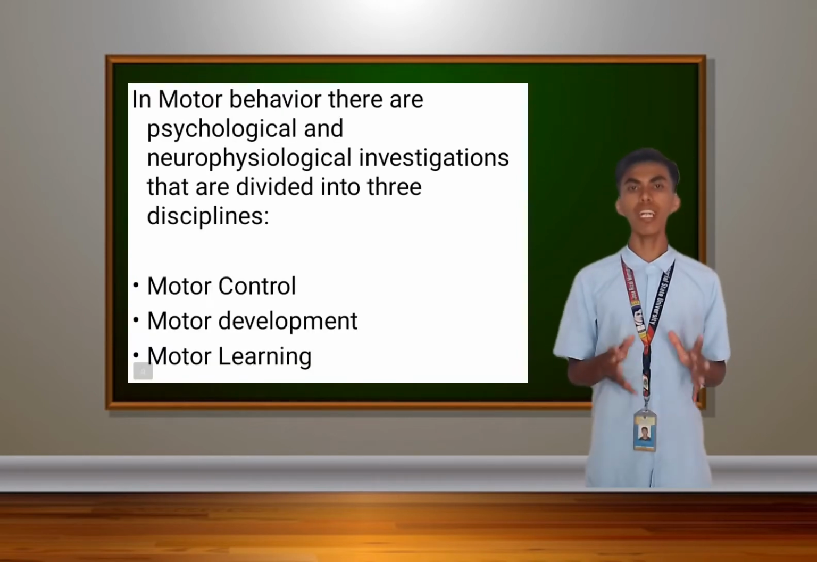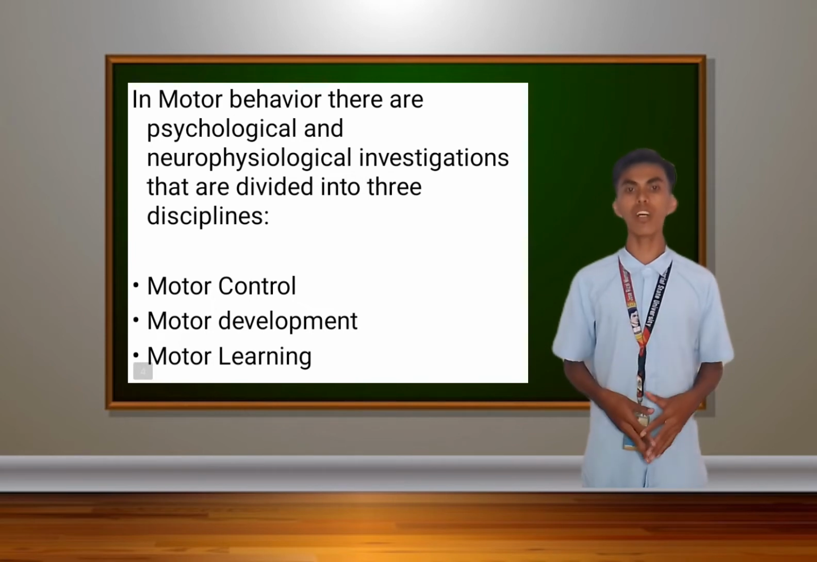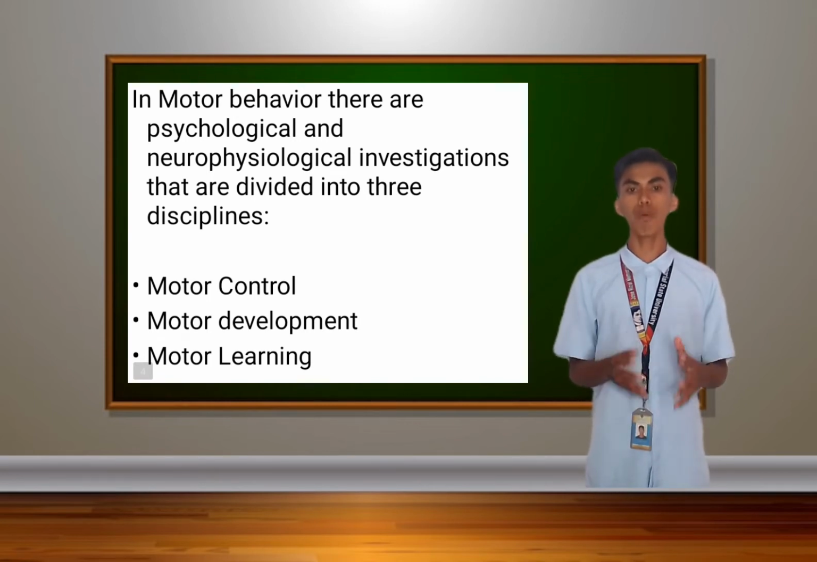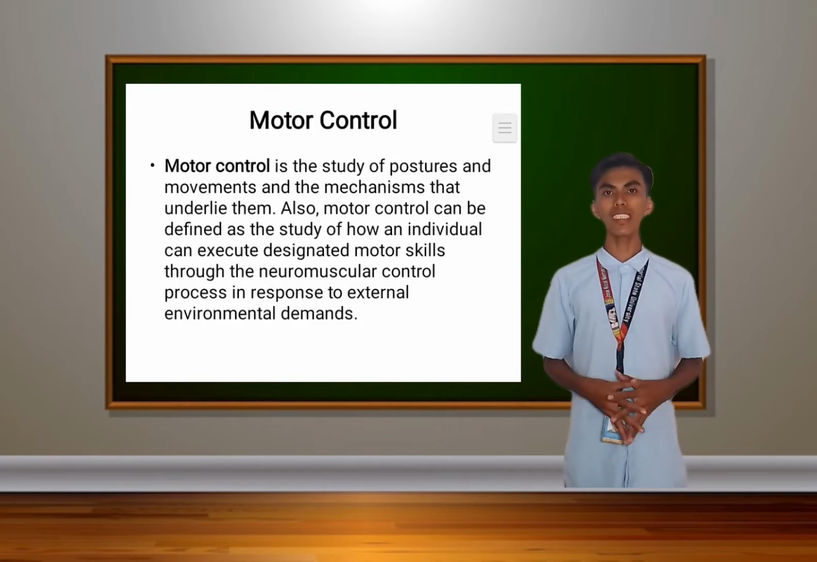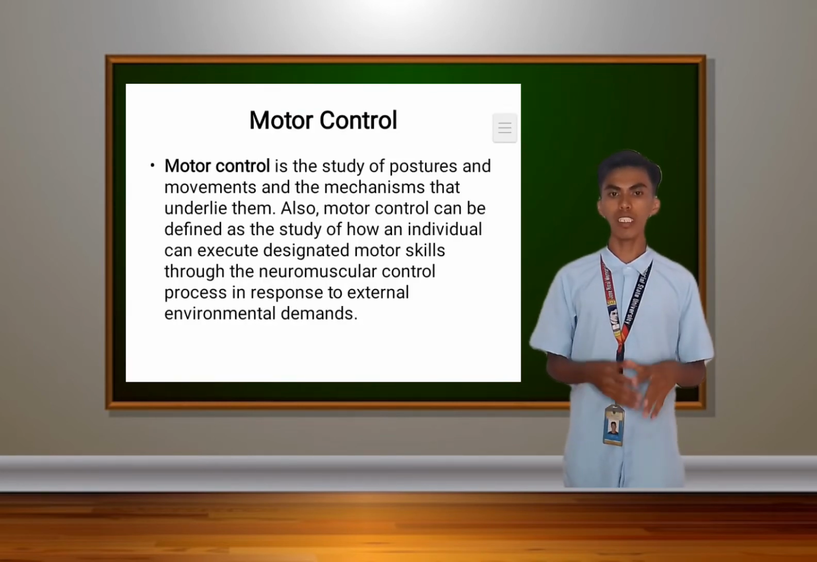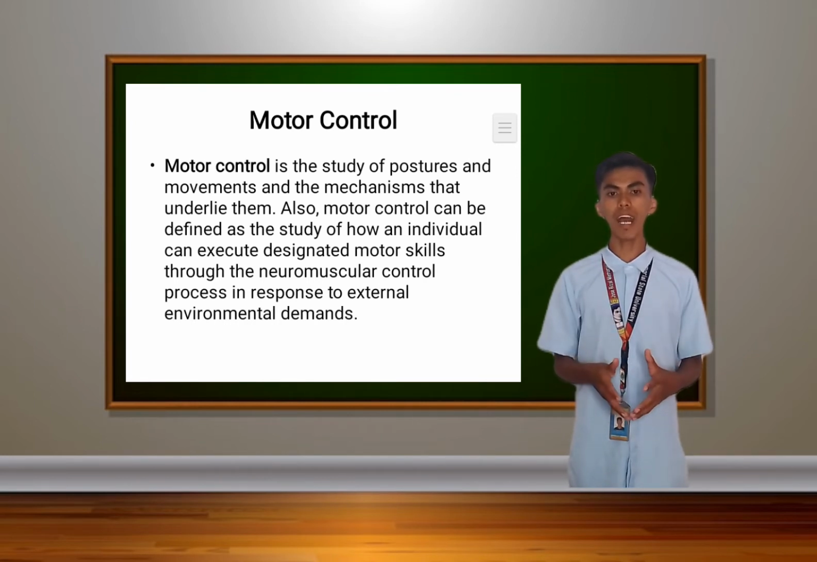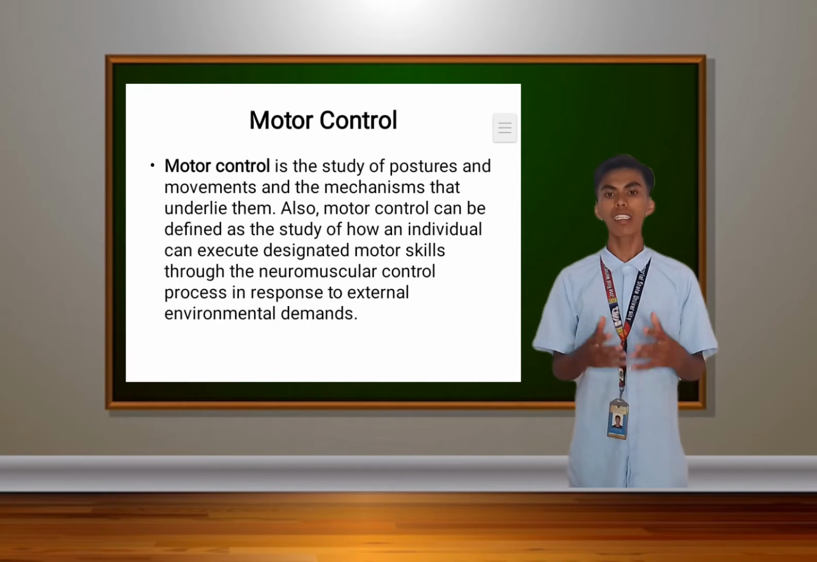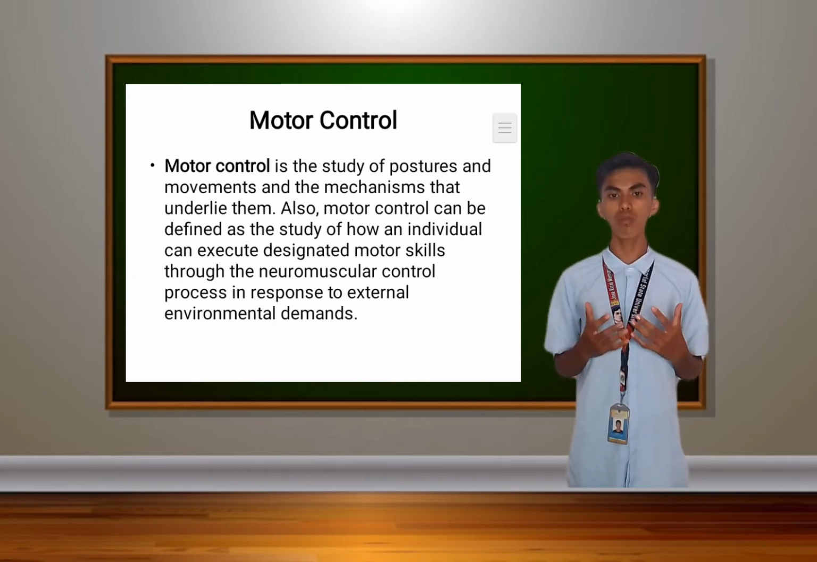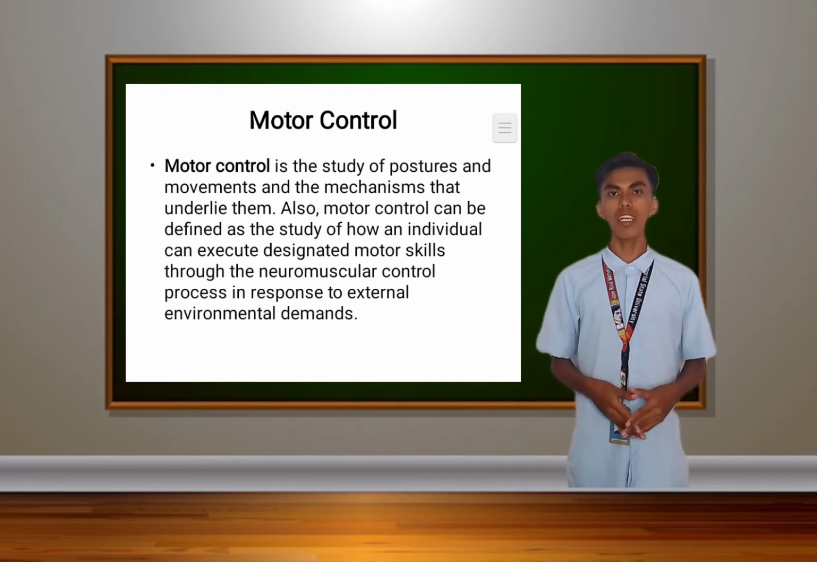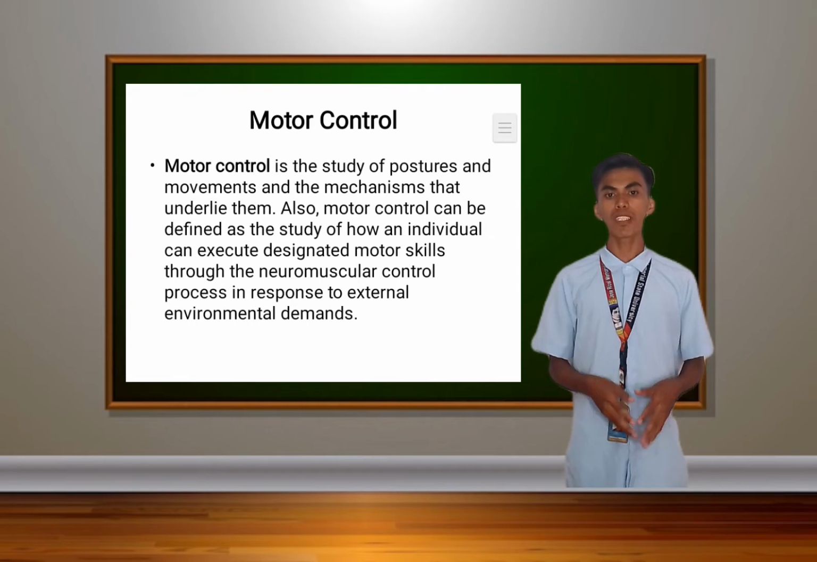In motor behavior, there are psychological and neurophysiological investigations that are divided into 3 disciplines, which are motor control, motor development, and motor learning. Okay, what is motor control, class? Motor control is the study of postures and movement and the mechanisms that underlie them. Also, motor control can be defined as the study of how an individual can execute designated motor skills through the neuromuscular control process in response to internal environmental demands.